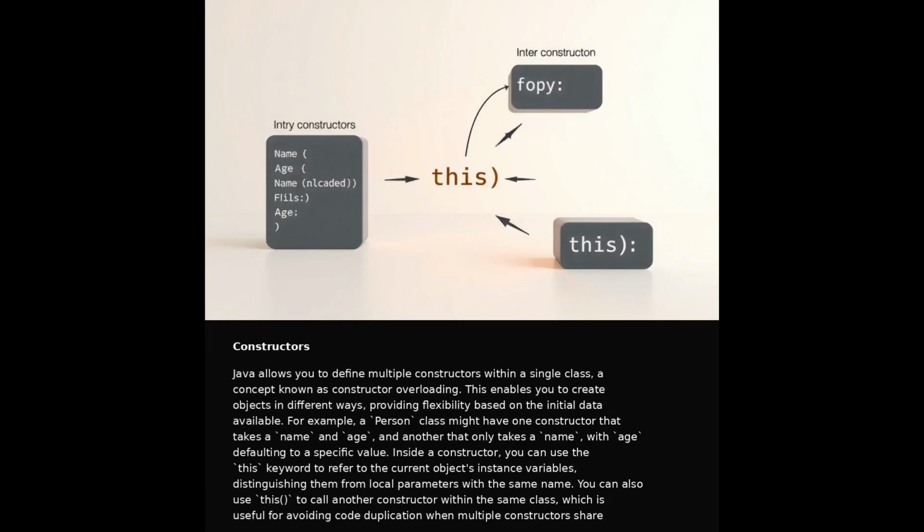Inside a constructor, you can use the this keyword to refer to the current object's instance variables, distinguishing them from local parameters with the same name. You can also use this to call another constructor within the same class, which is useful for avoiding code duplication when multiple constructors share common initialization logic. Effective use of constructors ensures robust object initialization and promotes cleaner code.